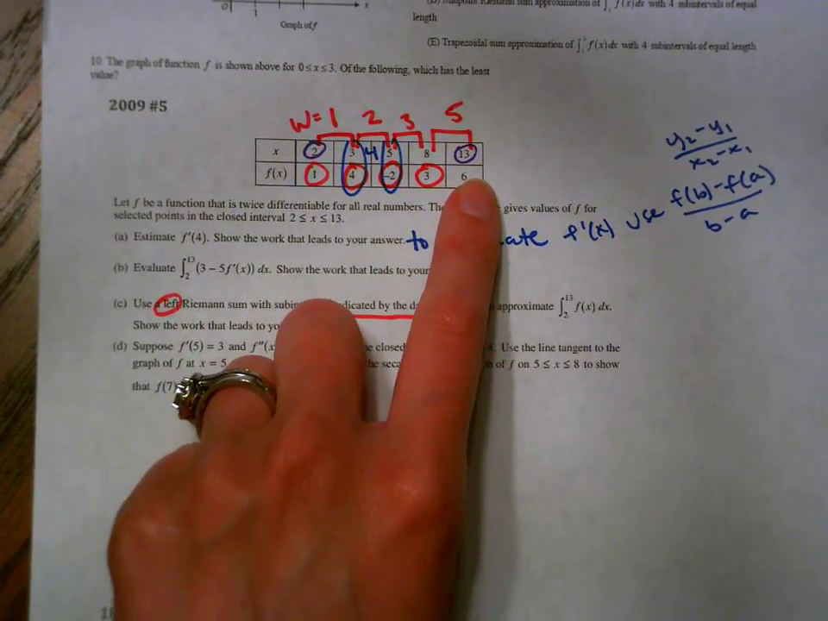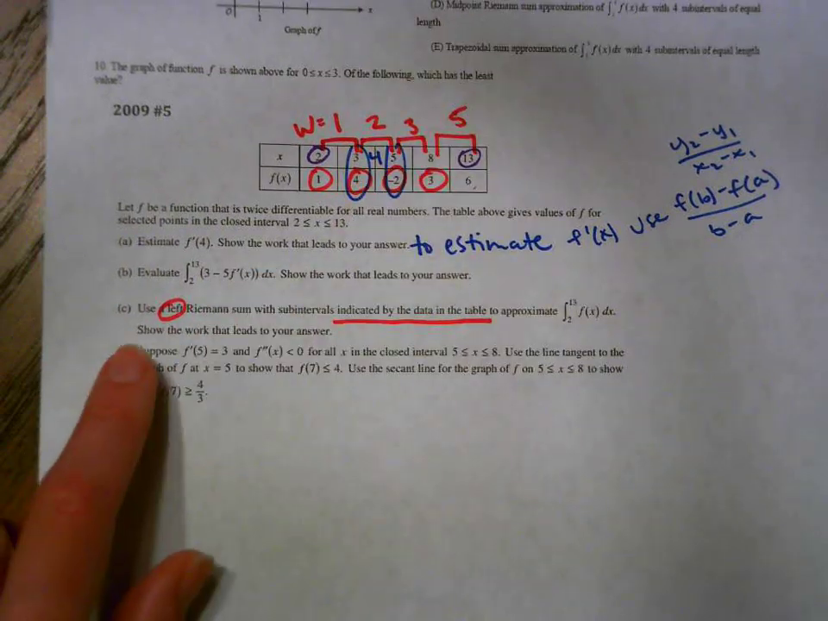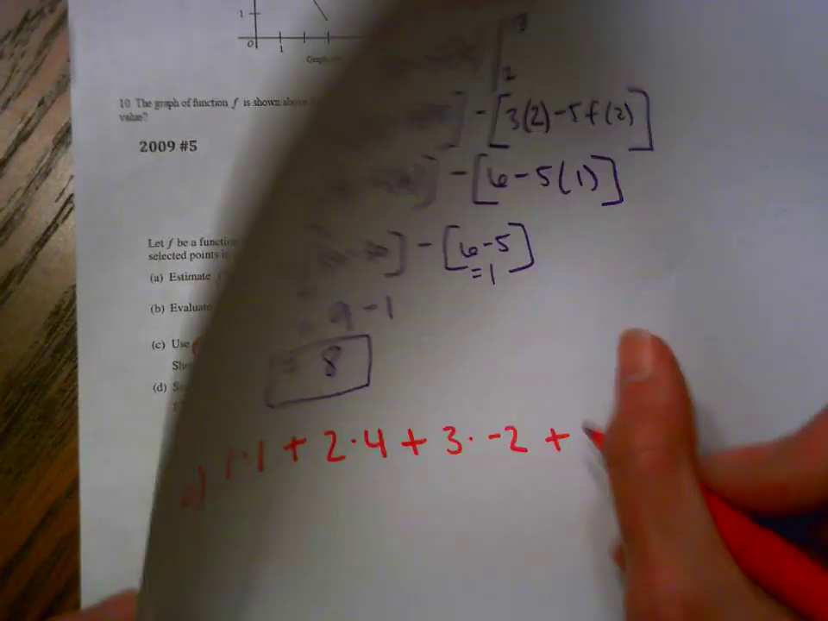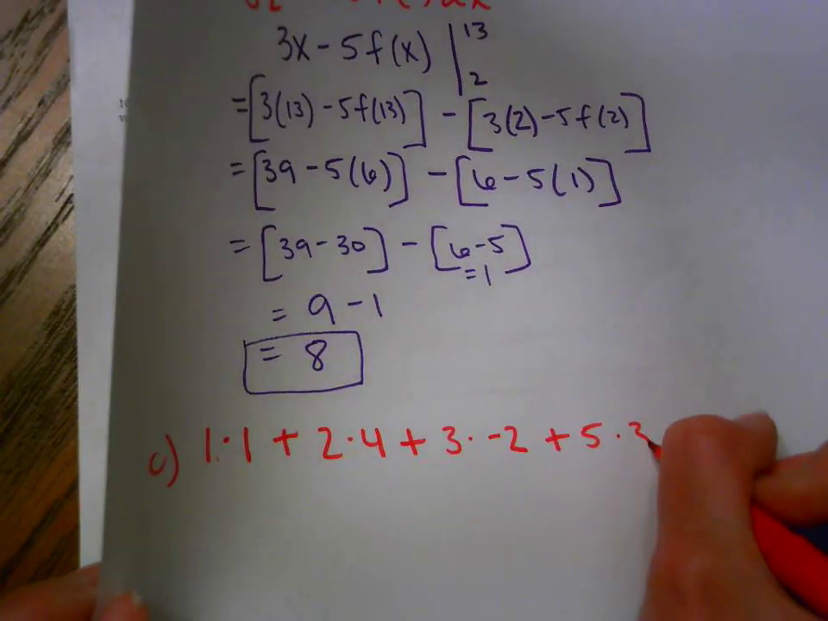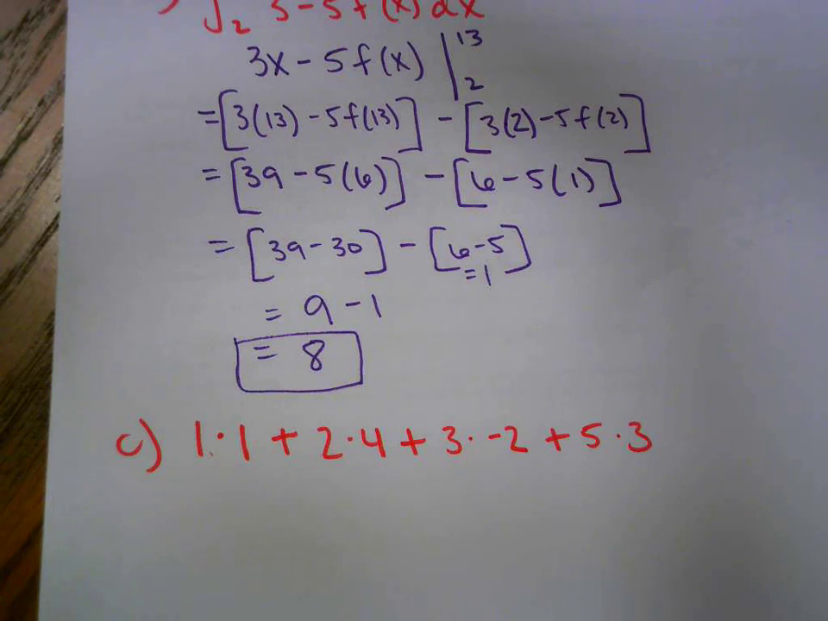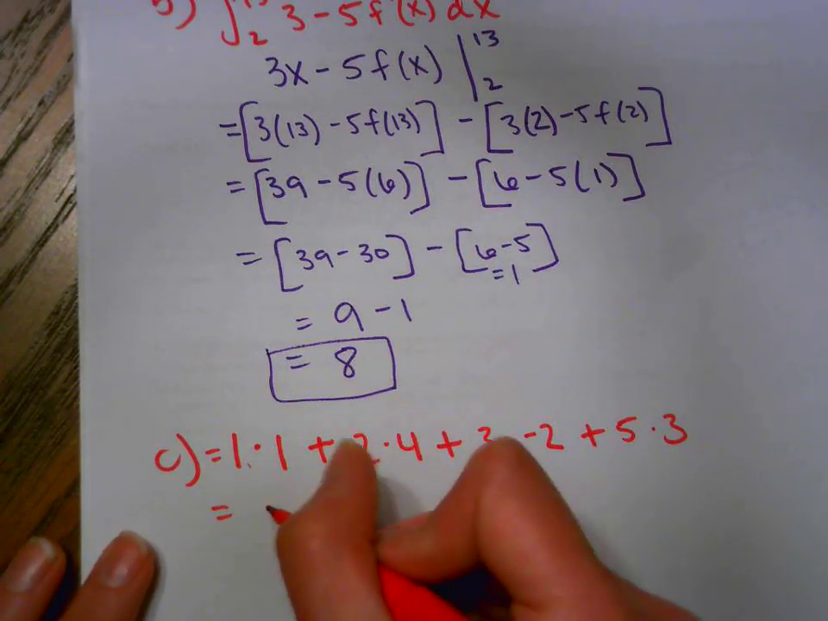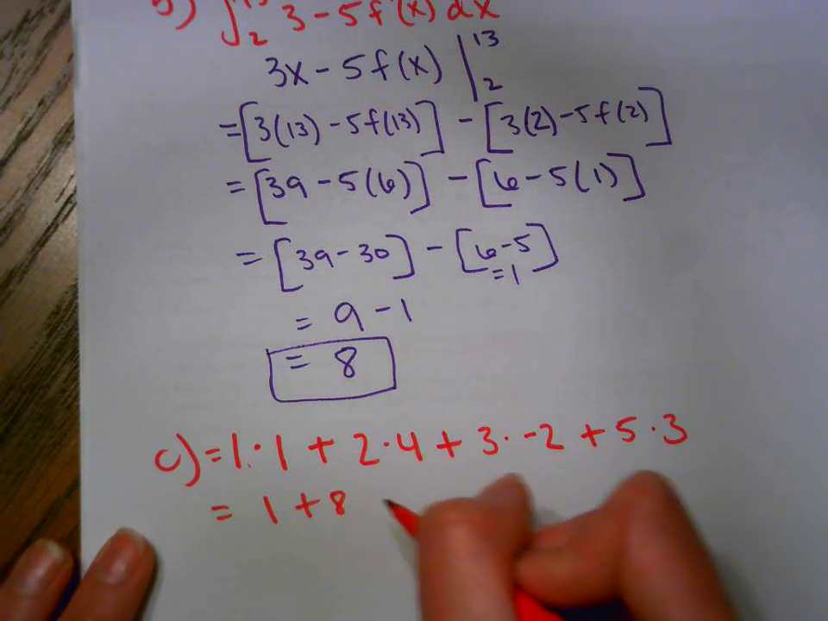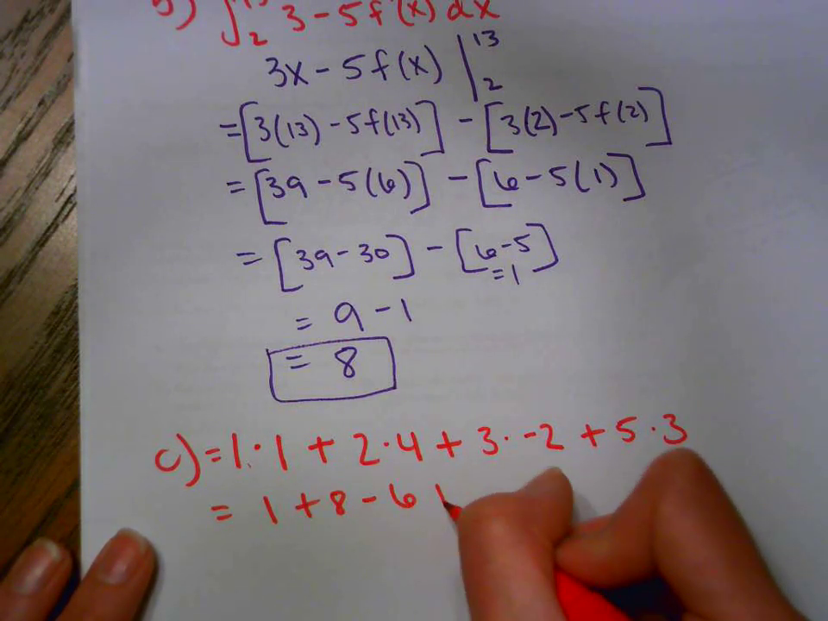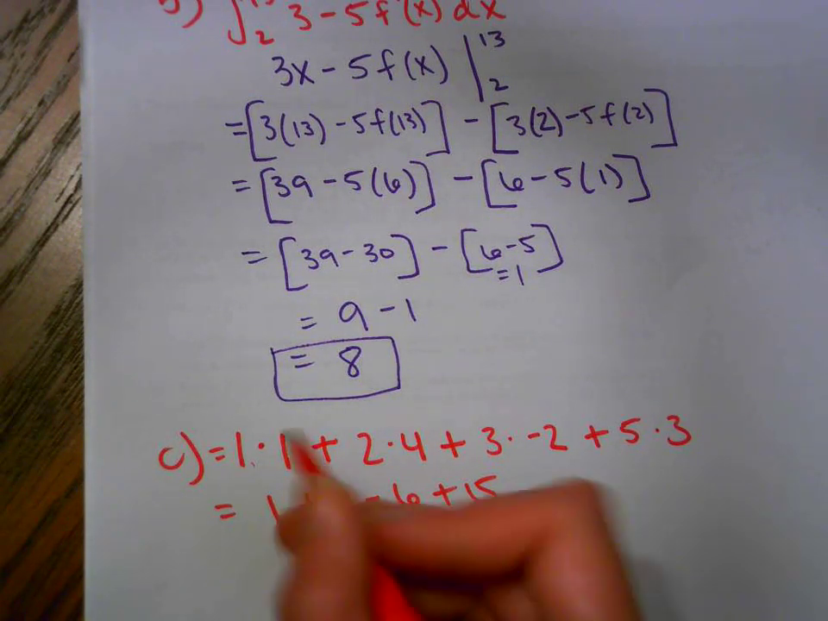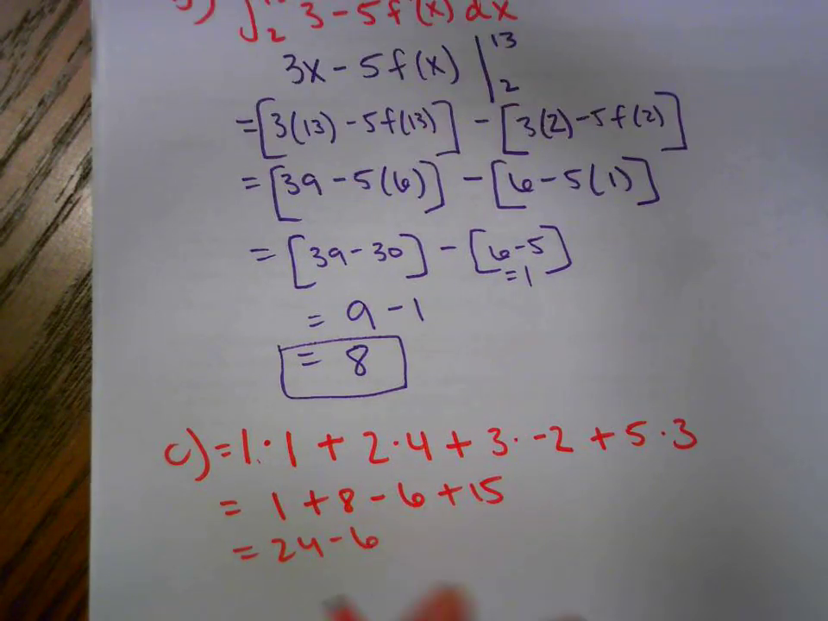So you're never going to use that far right one. And if it was a right Riemann sum, you would have been using the right values, and you would have never used this far left one. So this last one is 5 times 3. And so then we can get what this equals. So that would be 1 plus 8 minus 6 plus 15. So what? 16 plus 8 is 24. Minus 6 would be 18.